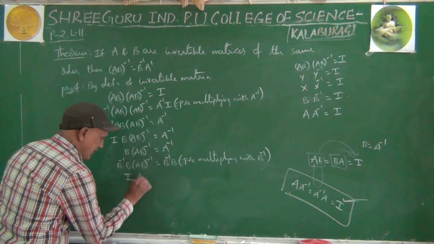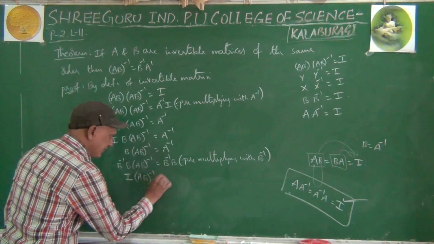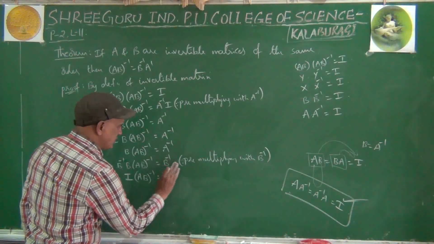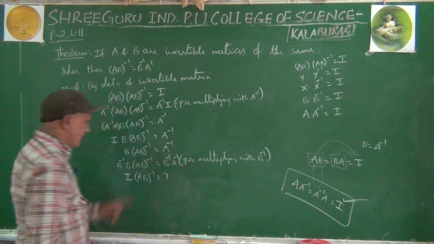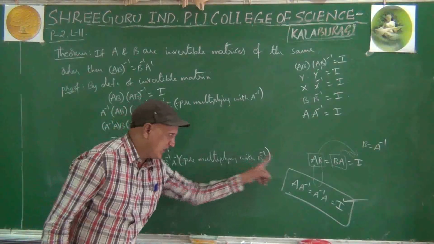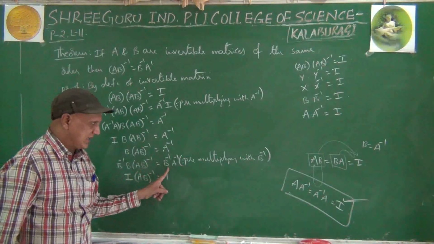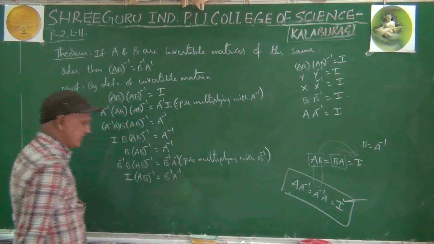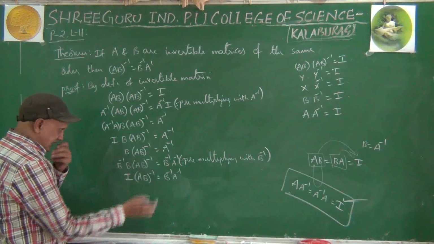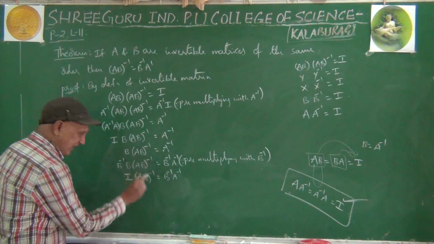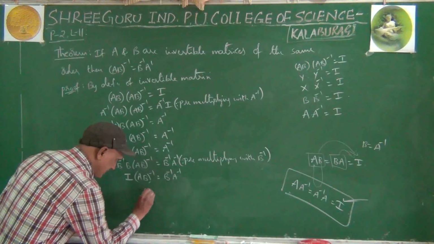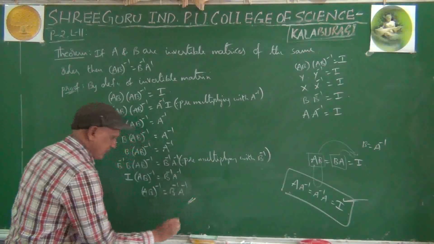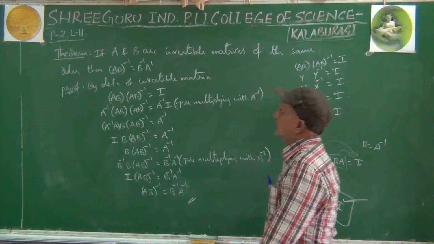AB whole inverse keep as it is, equals B inverse into B again, sorry, so B inverse into A inverse. Pre-multiplication with B inverse. So this becomes B inverse A inverse. Identity matrix into any matrix is the same matrix. That's what we have to prove.